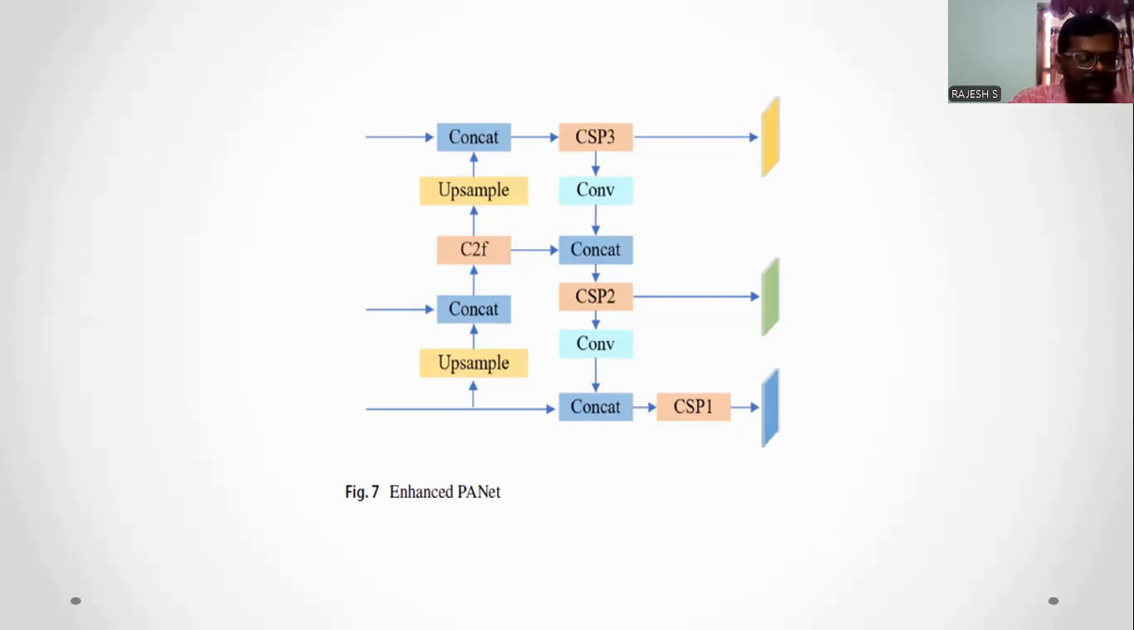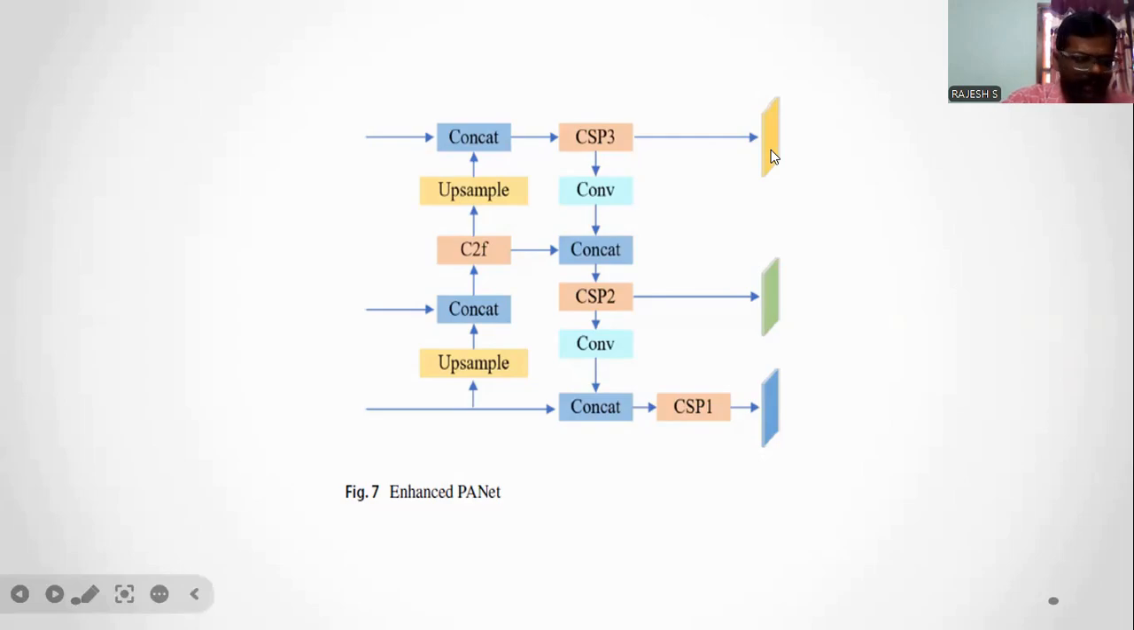CSP1 means small CSP block, CSP2 means medium CSP block, and CSP3 means large CSP block. So these blocks clean and improve the mixed features.